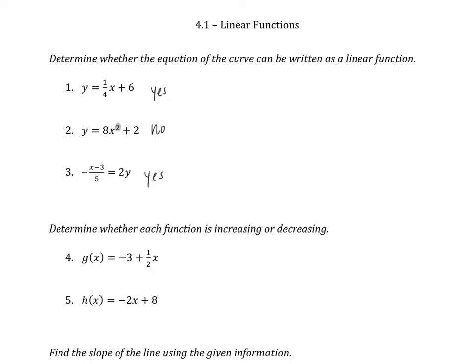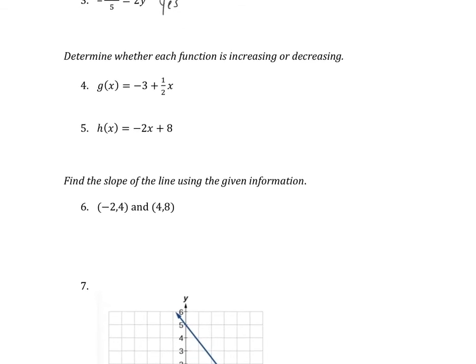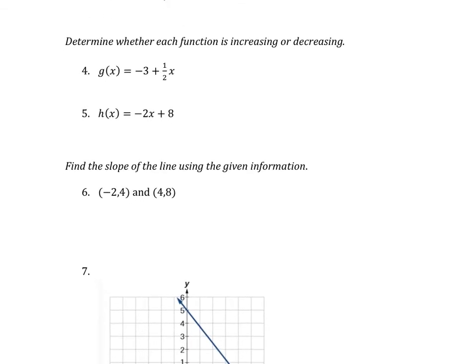Okay. The next ones, determine whether each function is increasing or decreasing. The way you know something is increasing or decreasing is based on the slope. So the slope of the line will tell you if it's increasing or decreasing. If you have a positive slope, then the line is increasing. If you have a negative slope, then the line is decreasing.